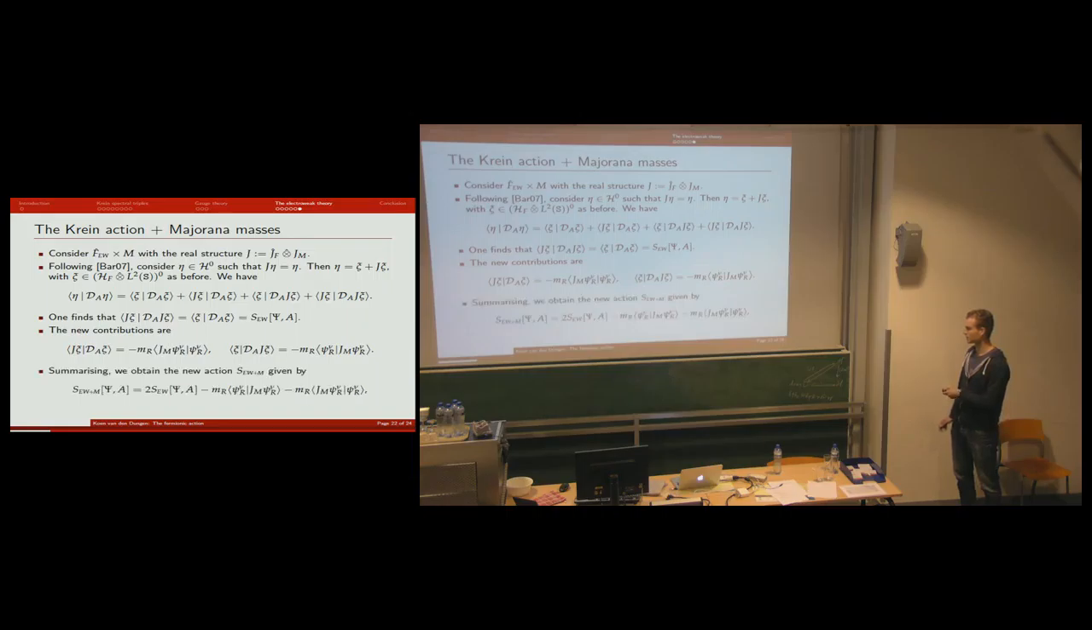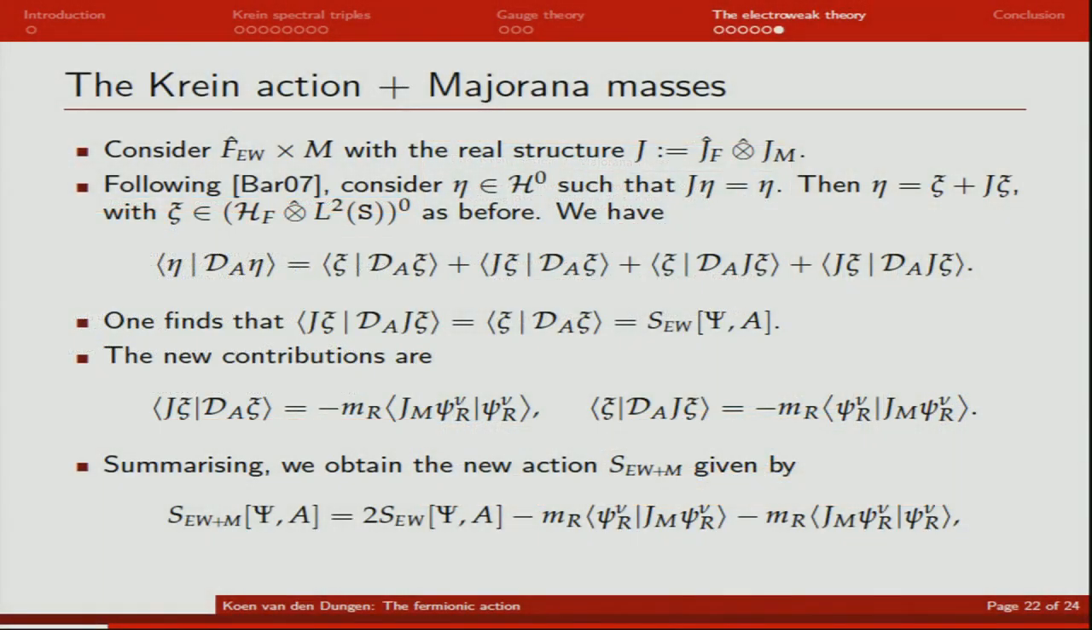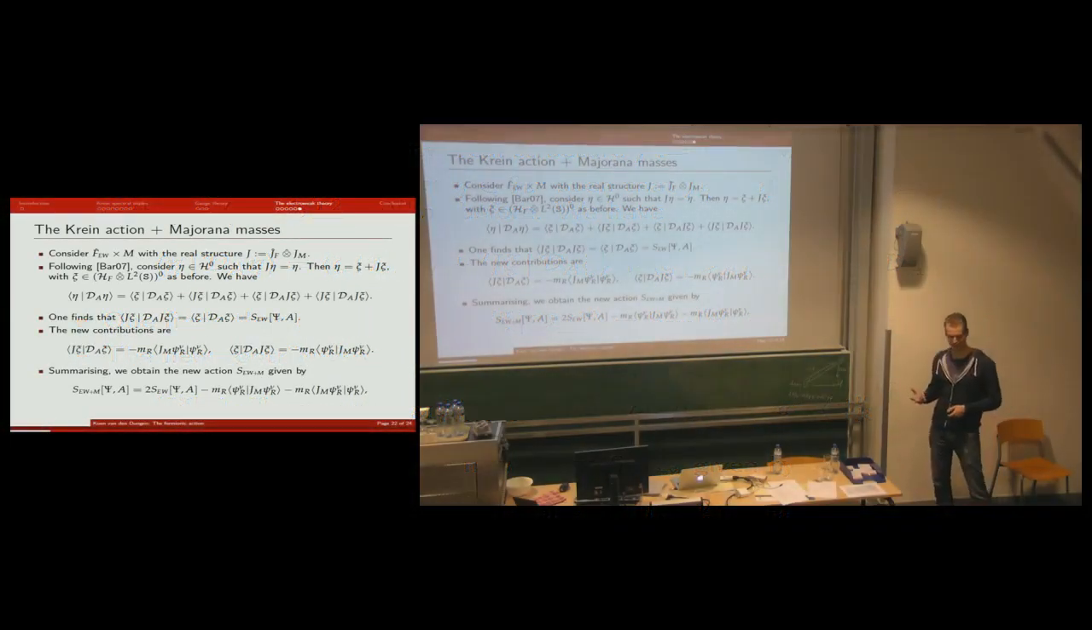All right, so to summarize, it is possible to also get Majorana masses in this framework. We do this by doubling the Hilbert space and then turning it into a Krein space. And what we get is the same Krein action we had before with a factor 2 plus the Majorana mass terms that you would expect.